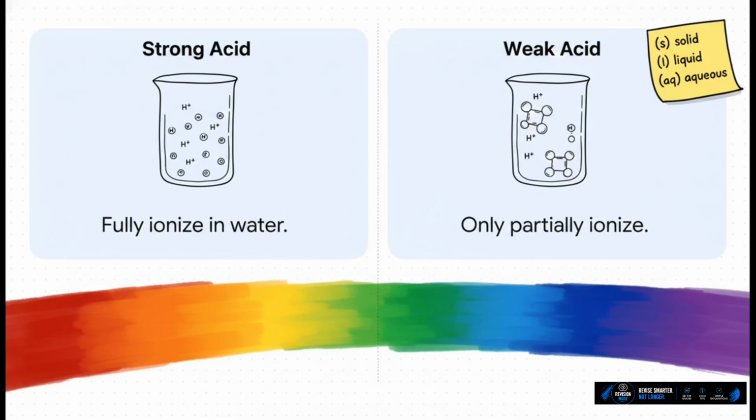Oh, and when you're writing out your equations for making salts, never ever forget your state symbols. That's S for solid, L for liquid, G for gas, and AQ for aqueous. Examiners absolutely love checking to see if you remembered those.